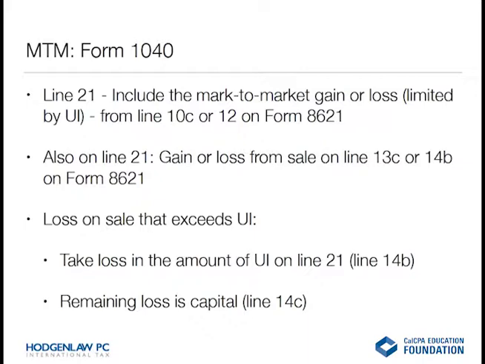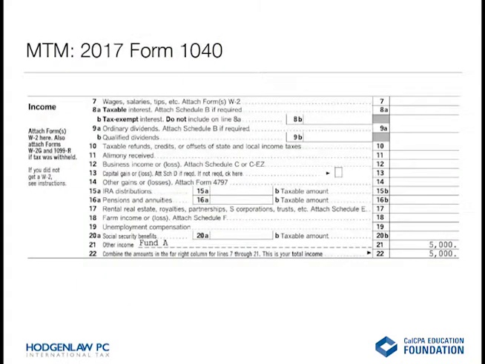And then for the loss on a sale that exceeds your unreversed inclusions, take the loss up to the amount of unreversed inclusions on line 21, and then the remaining loss is going to be capital. So that'll flow to your Schedule D. So on the 2017 Form 1040, you can see there on line 21, $5,000 of income, and this is the gain from the sale.